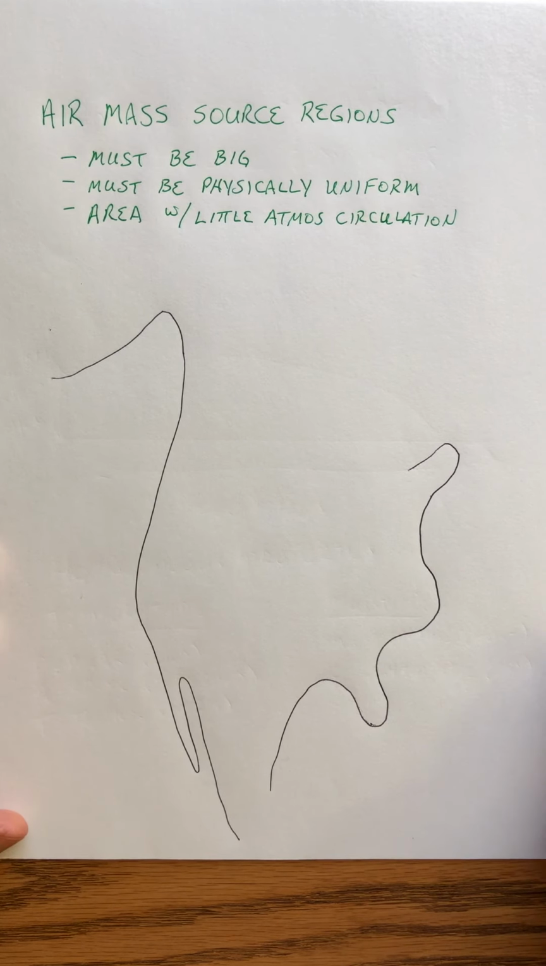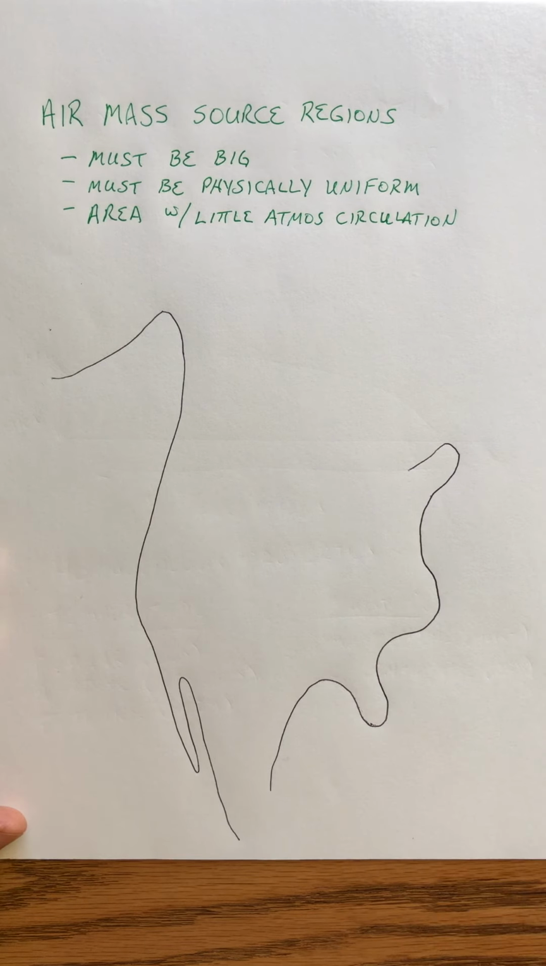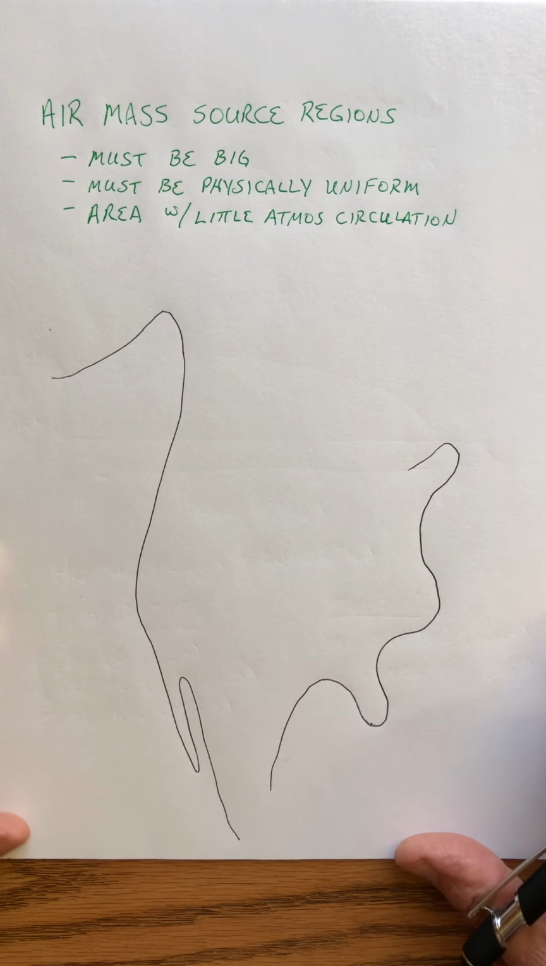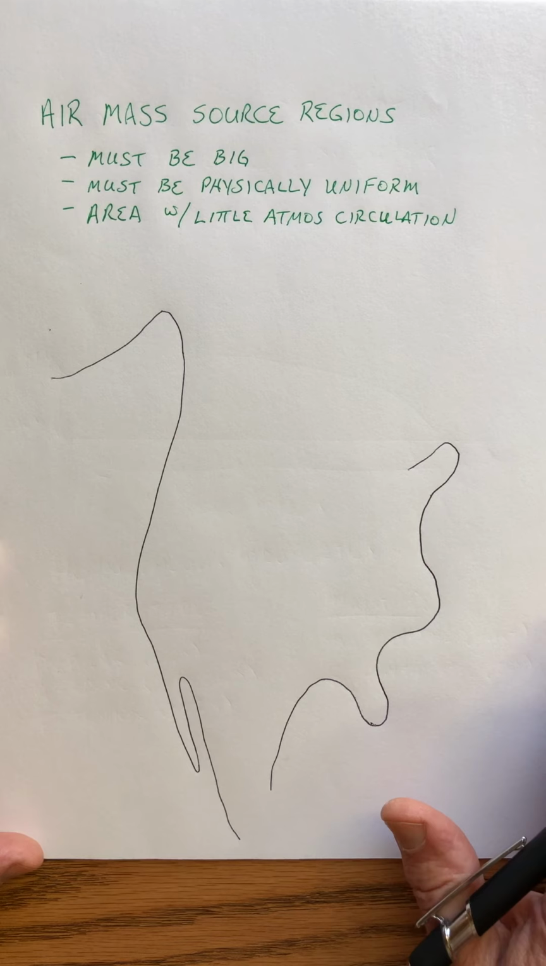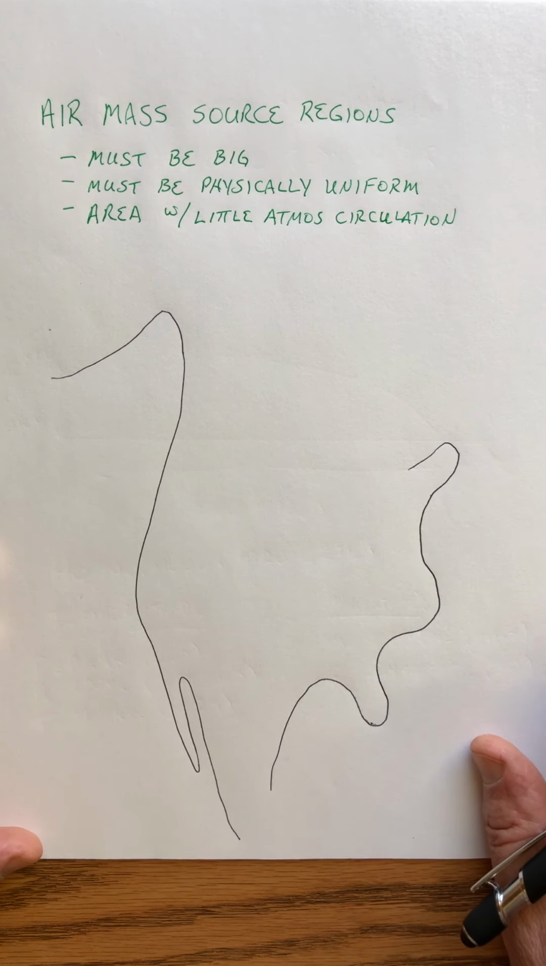Hi class. So in the previous video we talked about the description of air masses, and we talked about their homogeneous properties of temperature and moisture. We put the characteristics of temperature and moisture together to come up with the different types of air masses. Now we'll talk about the source regions, so basically where these air masses are going to form.